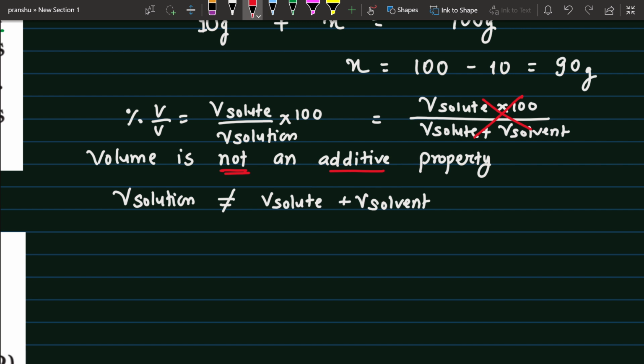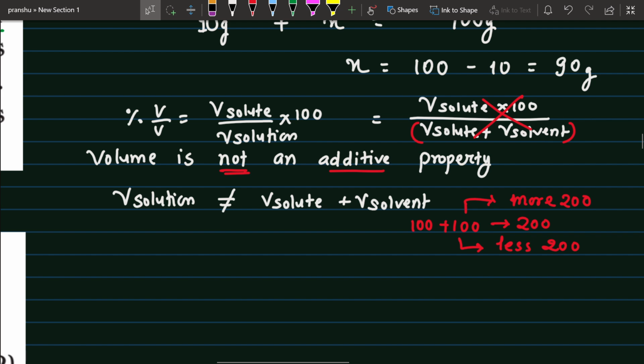In detail we will explain this in Raoult's law. Some solutions, 100 ml plus 100 ml, become 200 ml, some solutions become more than 200 ml, and some become less than 200 ml. It depends upon the vapor pressure. So we will discuss later. But never try to find the solution in this way.